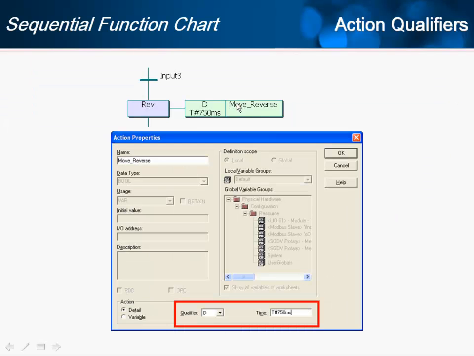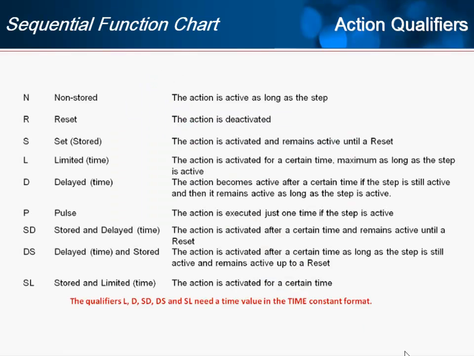So again, it's these object properties that will give you the option to use the action qualifier. Now here I've just got a short list of descriptions of each of the action qualifiers. And we used D, which, as it says here, the action becomes active after a certain time. The step is still active and remains active as long as the step is active. Also, we've probably noticed that N, the non-stored, or I think of it as normal, just means that the action is active as long as the step is active.